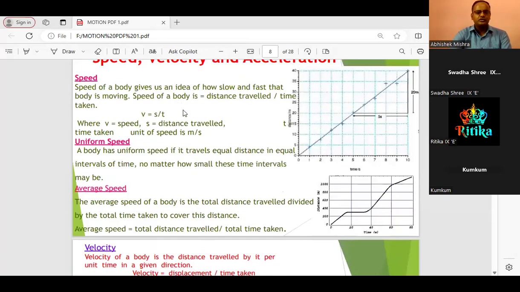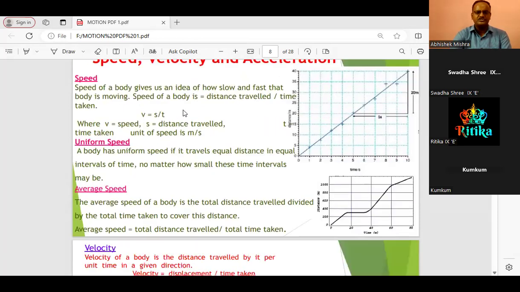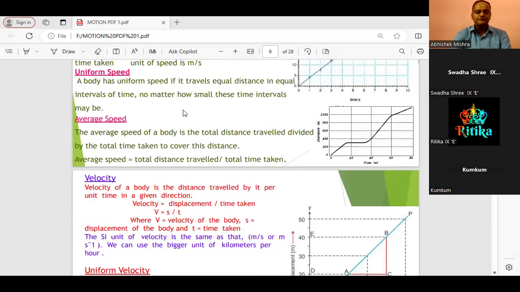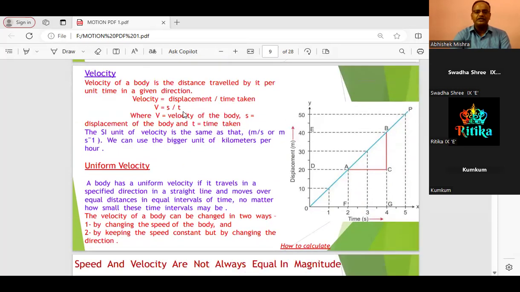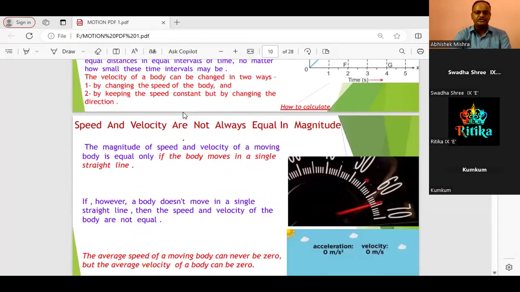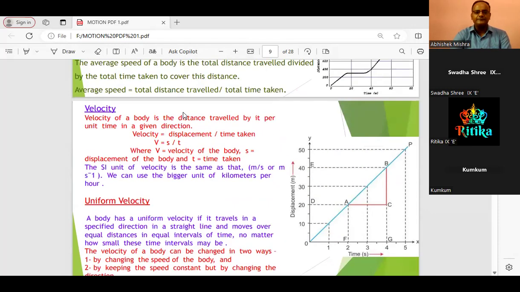See, Ritika, speed is the distance traveled by time. But velocity is the distance traveled by time in a specific direction. Okay, specific direction. Is it clear, Ritika? Your doubt is clear. Through the chat box, you can give the reply.